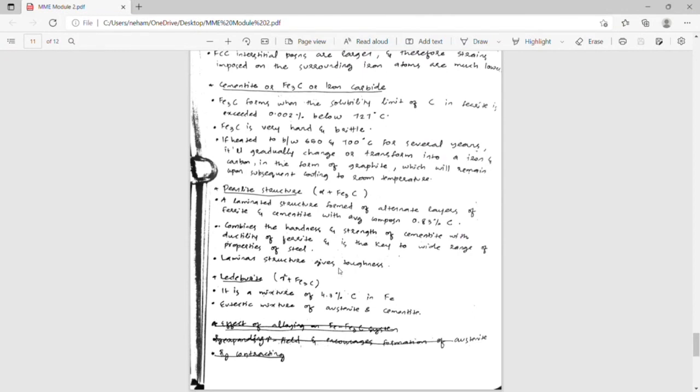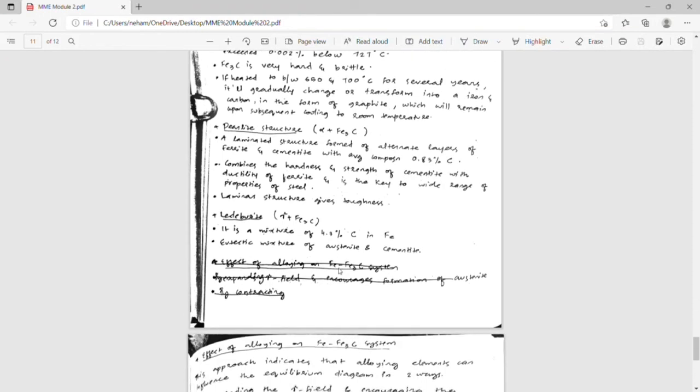Cementite, or iron carbide. Iron carbide forms when the solubility limit of carbon in ferrite is exceeded, 0.002% below 727 degrees Celsius. Iron carbide is very hard and brittle, and if it is heated between 650 and 700 degrees Celsius for several years, it transforms into iron and carbon in the form of graphite.